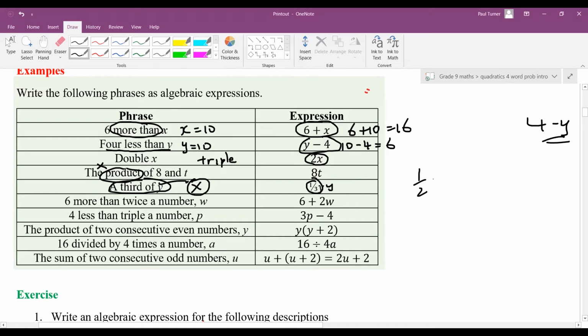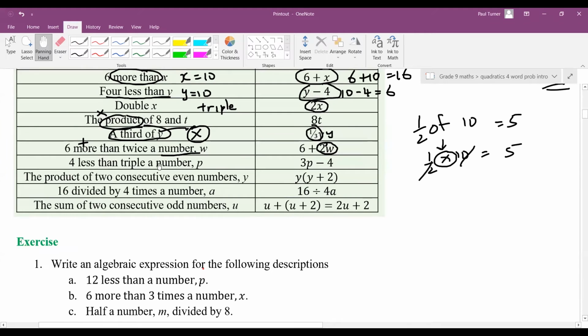So a half of 10 is, well, you know, a half of 10 is 5, isn't it? So if you multiply a half times 10, you're going to get 5. So "of" means multiply in most cases here. 6 more than twice a number, w. The number is w. So twice a number, okay, and 6 more than that. And more means adding on. So 6 plus 2w, okay.